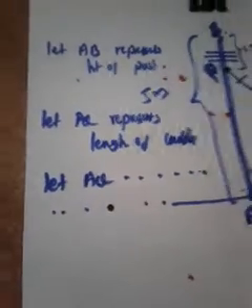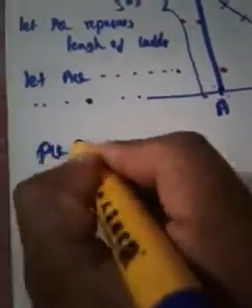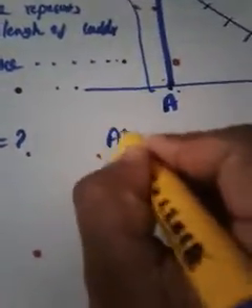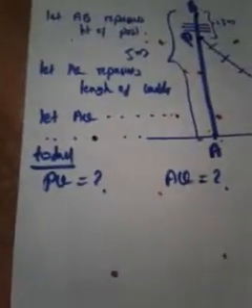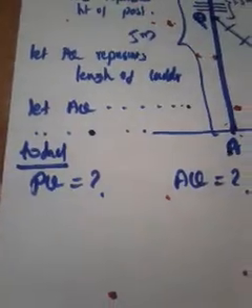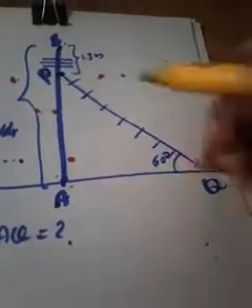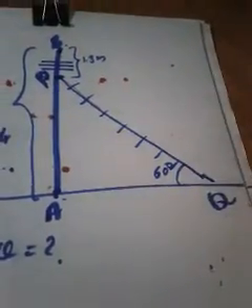Okay, and what all the things we have to find according to the question? We need PQ and AQ. That is the question. So you can write it as "to find": we need PQ and we need AQ also. In order to find this, we have to find a right triangle here.